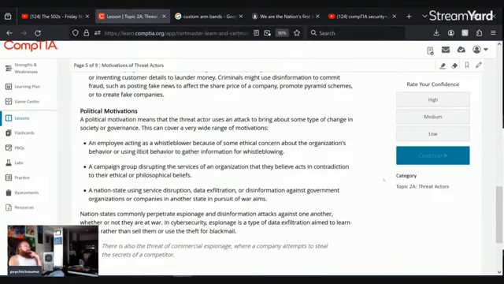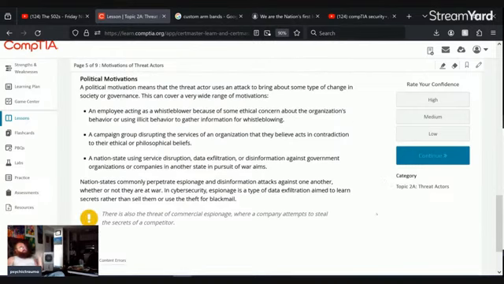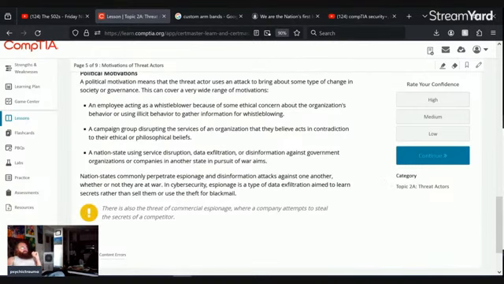A campaign group disrupting the services of an organization that they believe acts in contradiction to their ethical or philosophical beliefs. A nation state using service disruption, data exfiltration, or disinformation against government organizations or companies in another state in pursuit of war aims. Nation states commonly perpetrate espionage and disinformation attacks against one another.